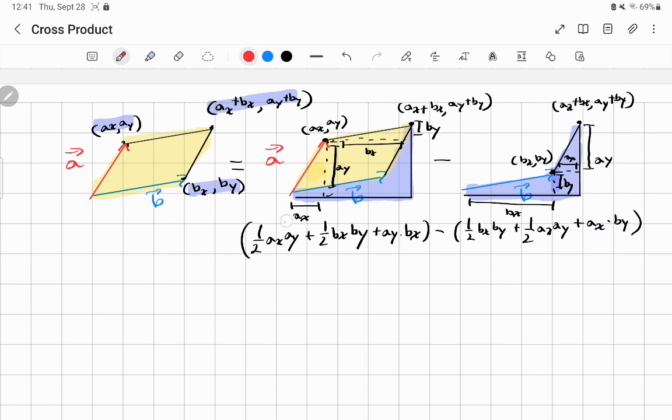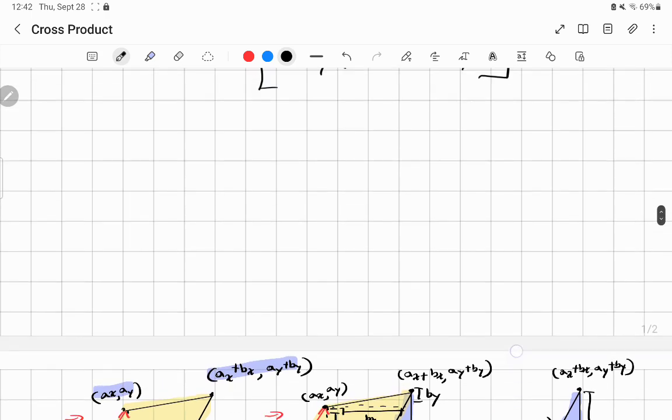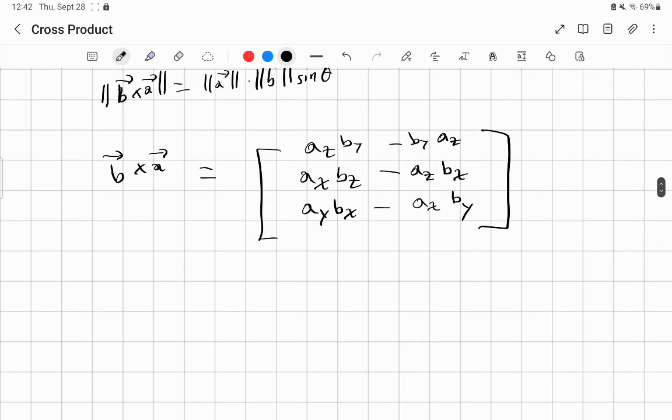And you'll notice something nice is that all these terms cancel out. And all we're left with is this. AYBX minus AXBY is equal to the area of this parallelogram. Okay, awesome. This is getting closer to what we had here.